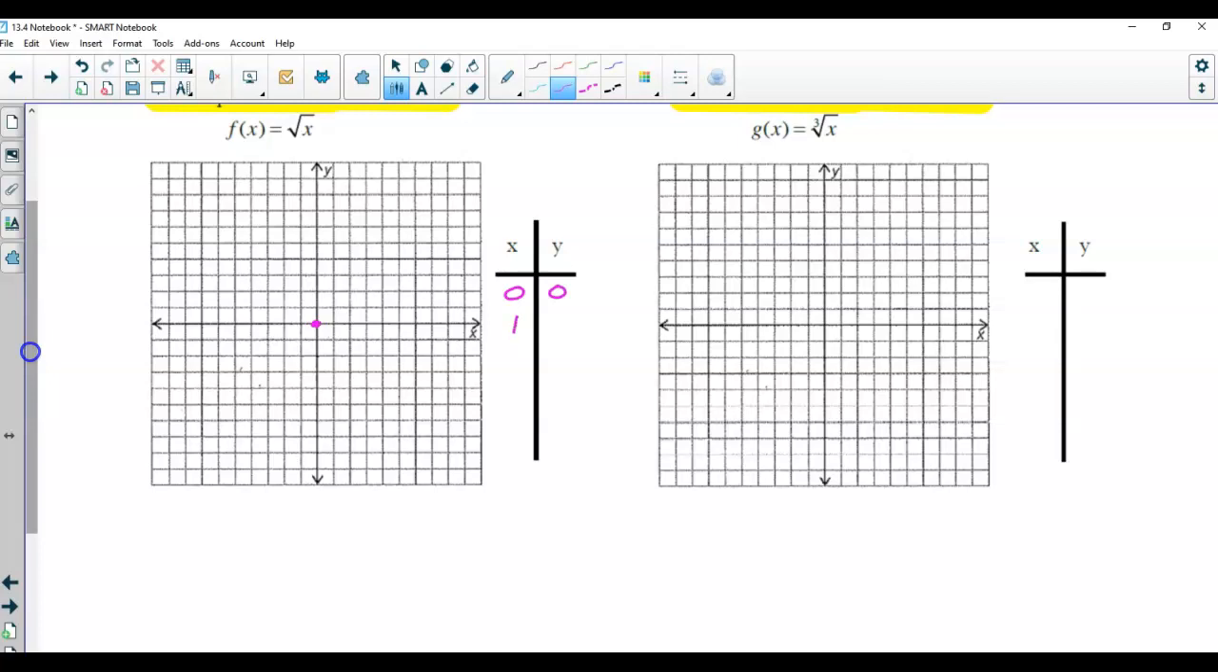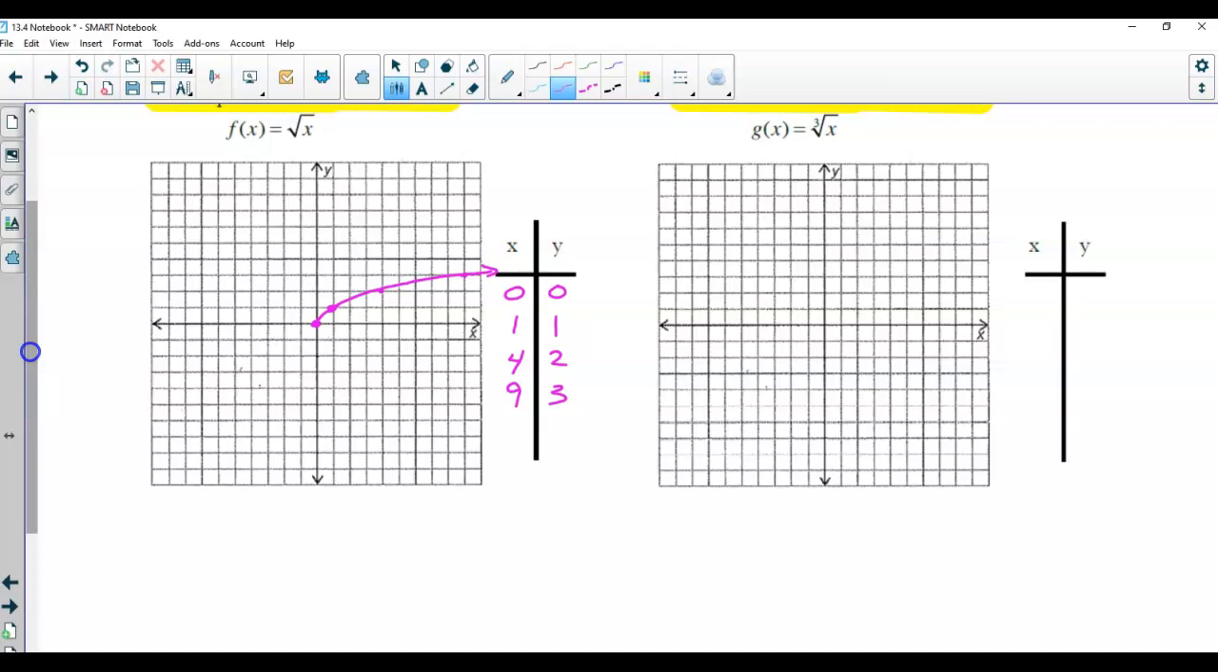Well, the next perfect square is going to put a 1 in. That gives me a 1 out. And then after that, I want to put a 4 in. That's going to give me a 2 out. So that's 4, 2. I'm going to be up 2. I could continue on. I could put a 9 in. The square root of 9 is 3. And that's going to put it up here. But bottom line, a square root function is a hook, and they're all going to look like that.